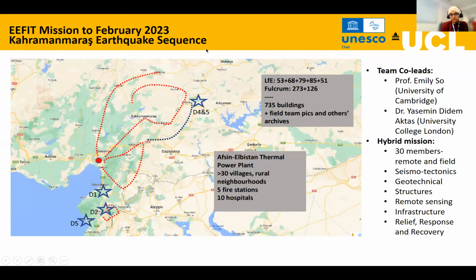This particular building was assessed during a field mission to the earthquake affected areas by EFIT. This was a hybrid mission led by professors from the UK and several people joining from Turkey and other countries, contributing to different areas of this earthquake, such as the seismotectonics, geotechnical, structures and infrastructure aspects. We visited the area of Antakya on the second day, where we are going to see this particular building.